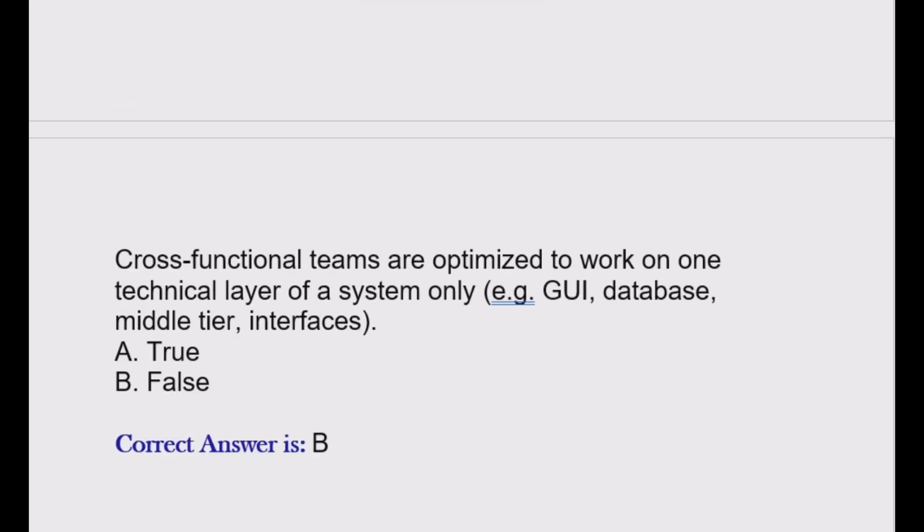Question is, cross-functional teams are optimized to work on one technical layer of a system only, for example, GUI, database, middle tier, interfaces. Options are true or false. Correct answer is option B, false.